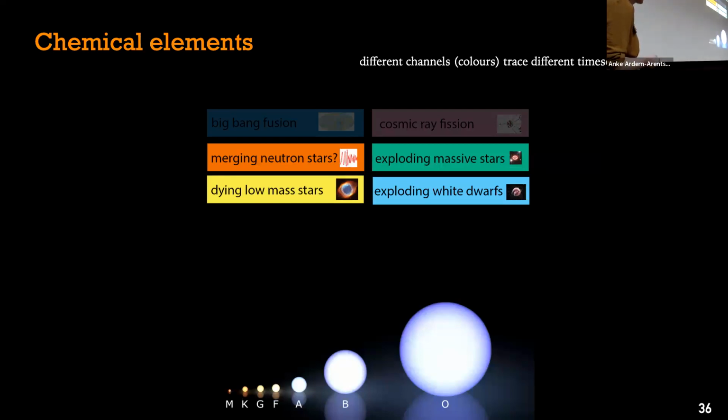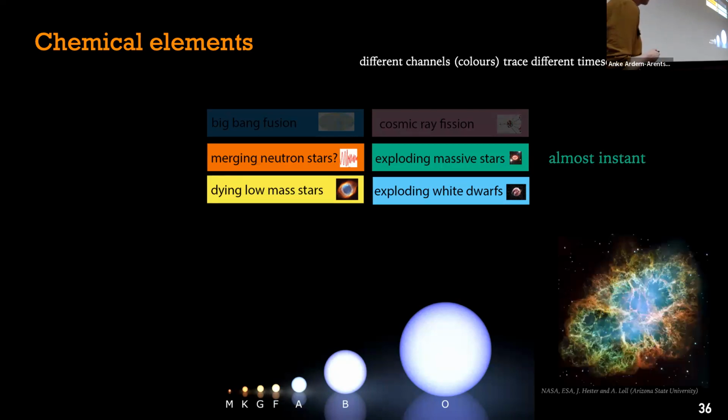So you have stars of different masses. You have exploding massive stars, which is almost instant. You have stars that maybe live for 10 million years, and then they explode as a supernova. And then they give their elements back to the interstellar medium, and the next generation of stars can form from that material. So it's very quickly enriched, and you can see this already in the first next generation of stars.